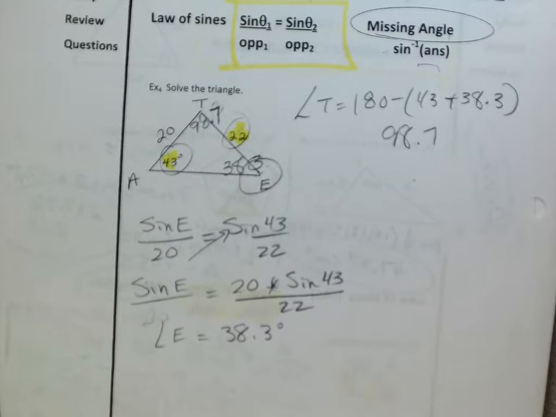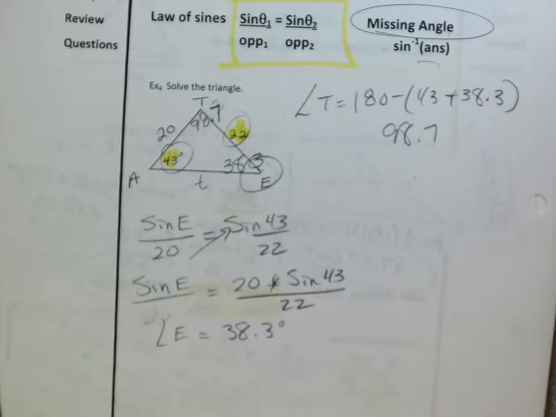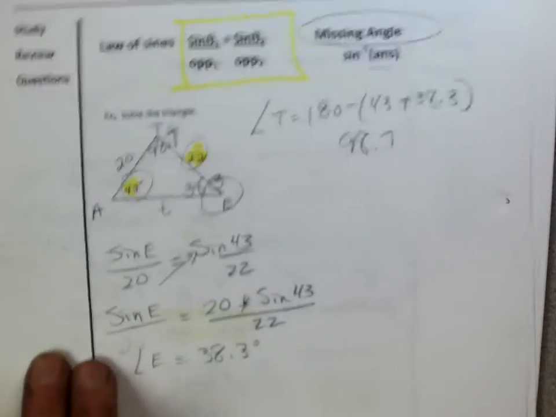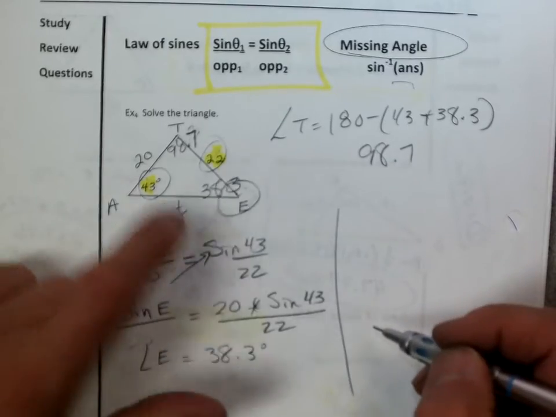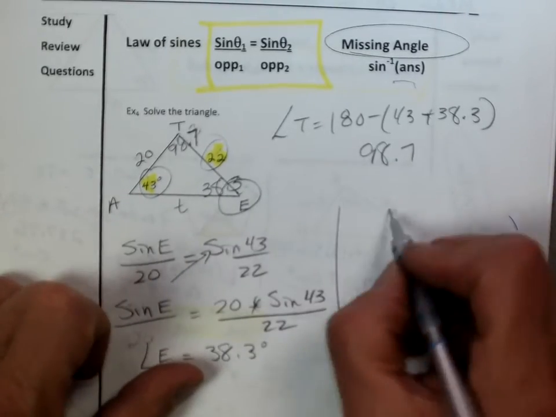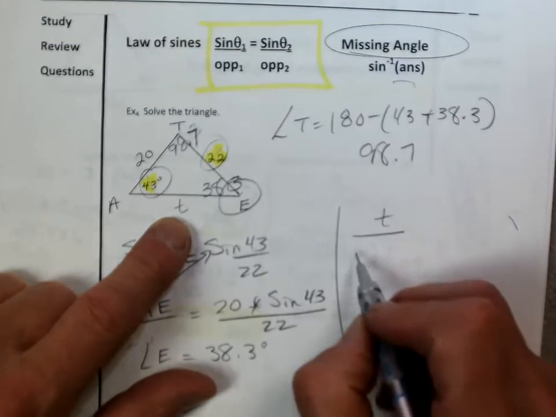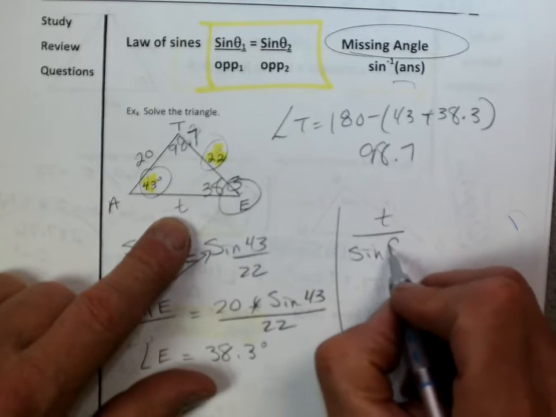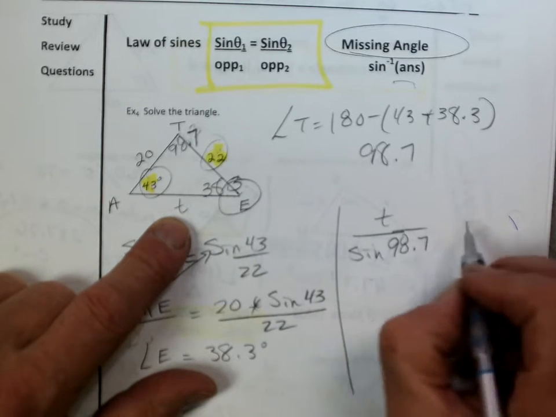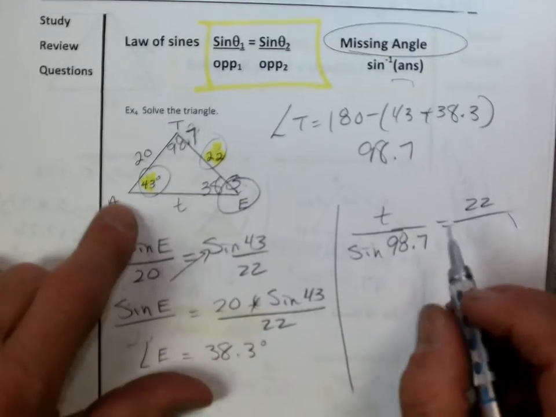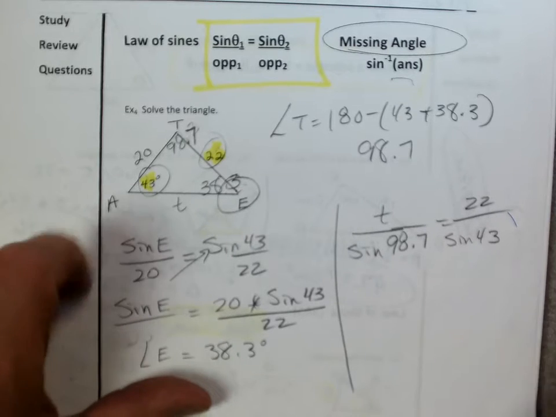Okay, now, I've got one last thing to find. Little t. I can find little t because I can use what I did over here, right? Let's just do what I did here because we're finding the side. So, again, write down what you don't know first. We want to solve for little t. So I'm going to go t over, what's opposite of it? It's the 98.7. T over the sine of 98.7 equals, opposites, right? 22 over the sine of 43.